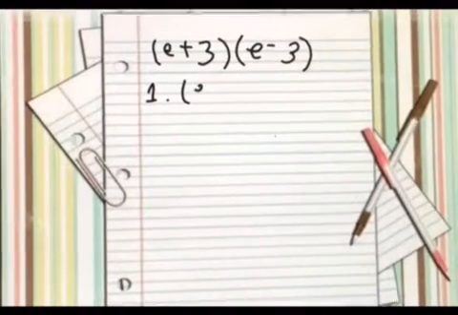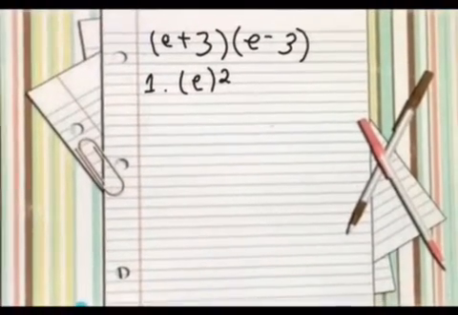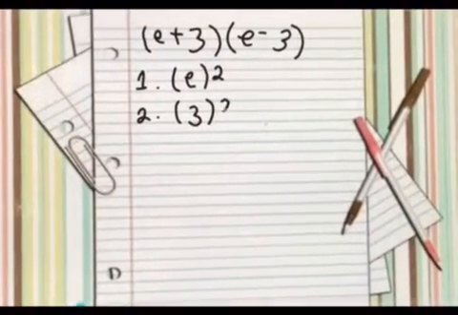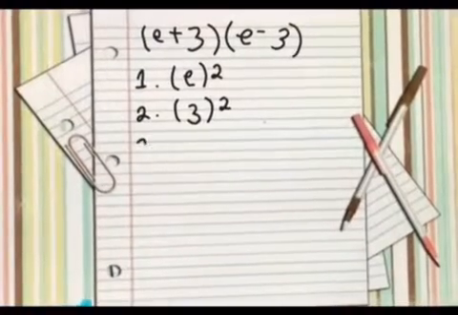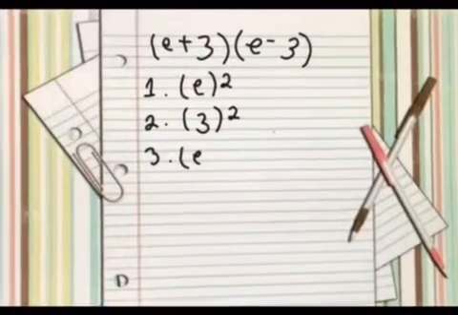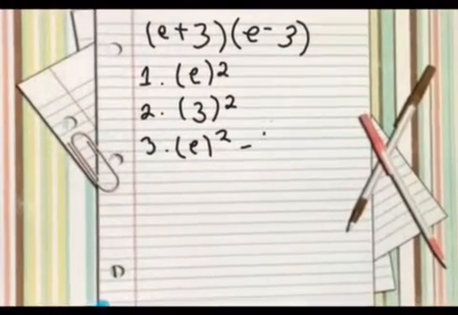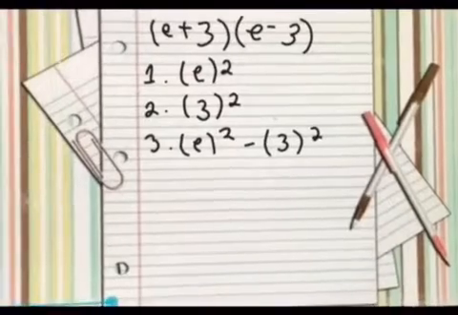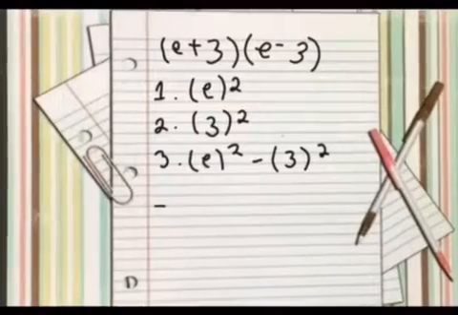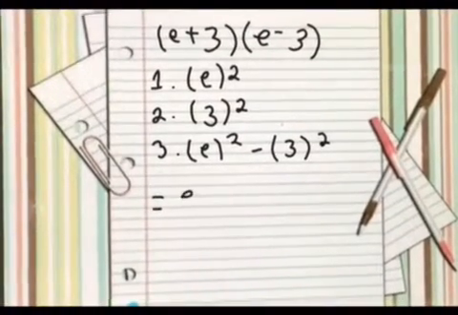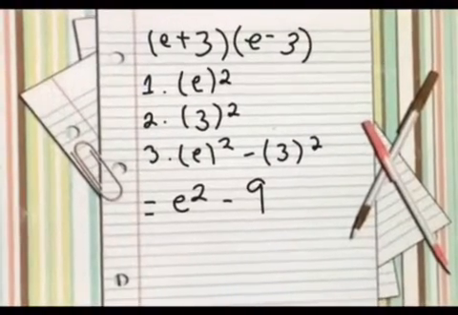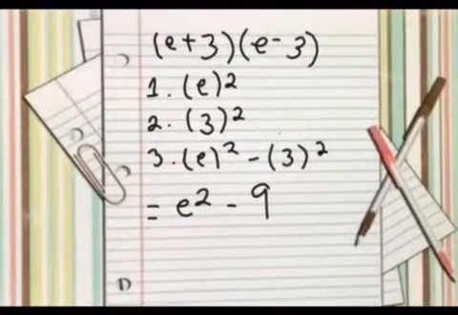First, square the first term. It then becomes quantity e squared. Second, square the second term. It then becomes quantity 3 squared. Third, take their difference. It then becomes quantity e squared minus quantity 3 squared. The final answer then is e raised to the second power minus 9. That is the answer to our easy question.